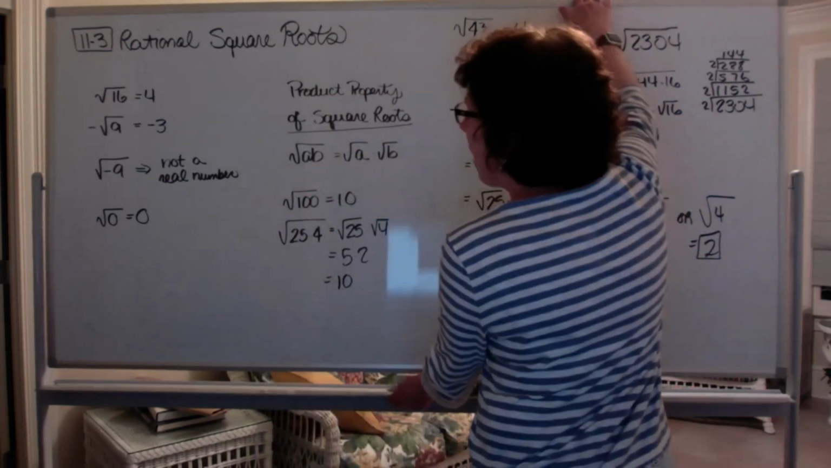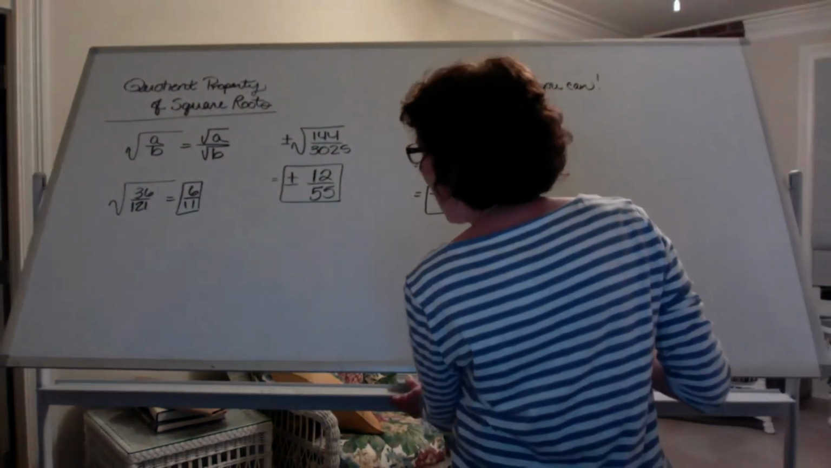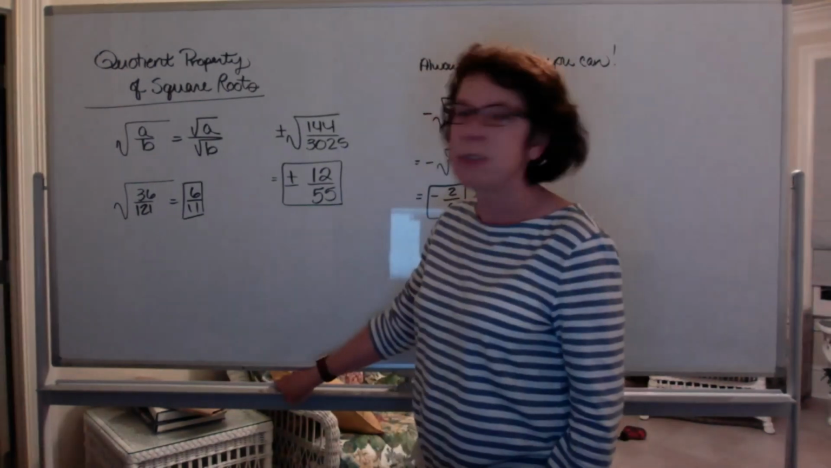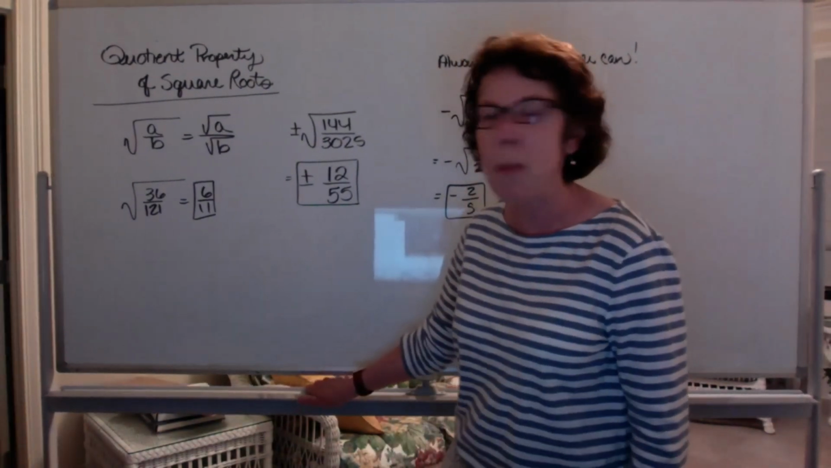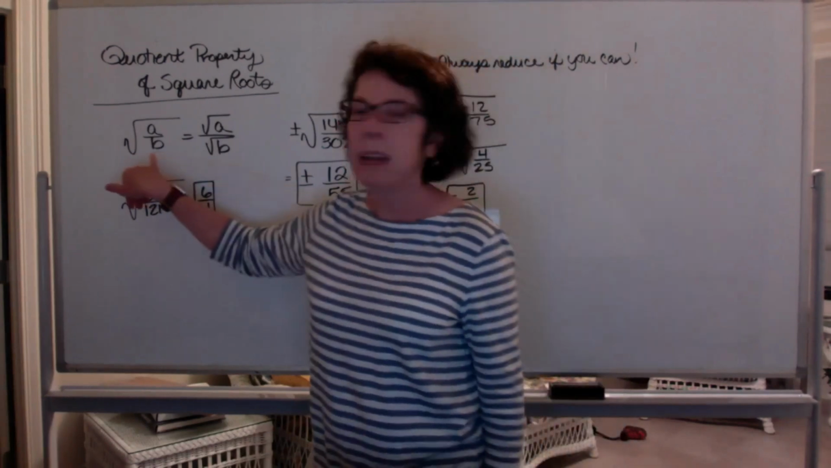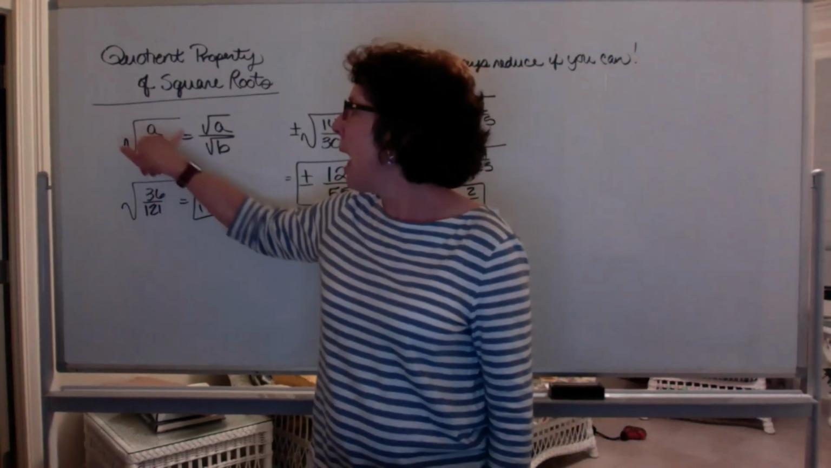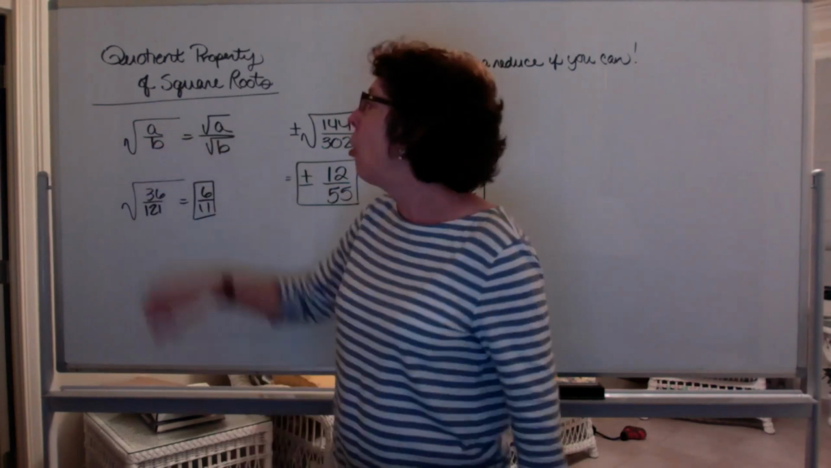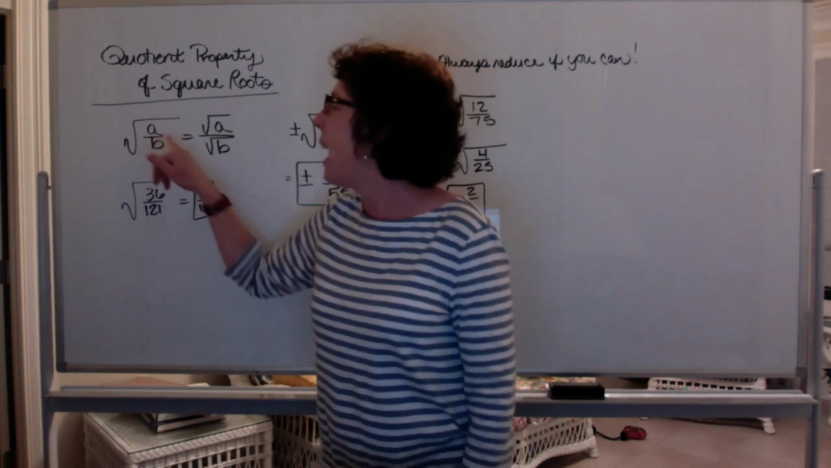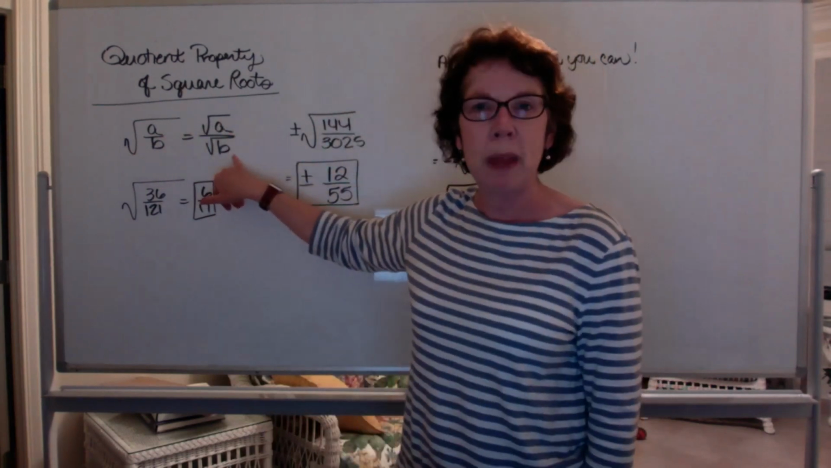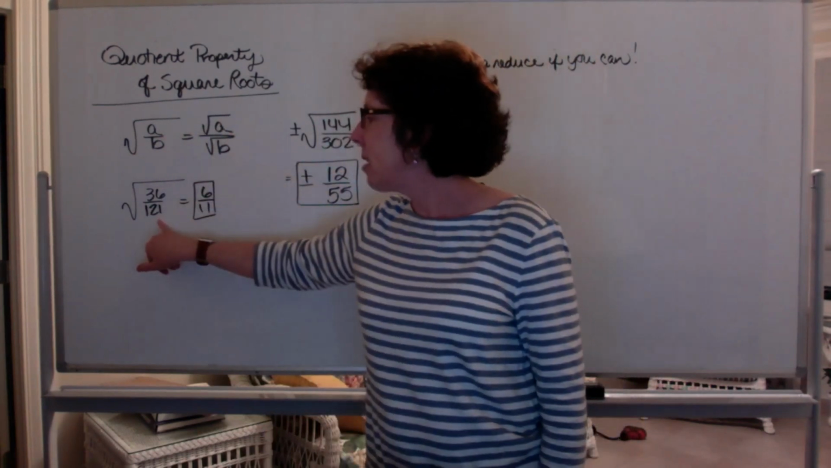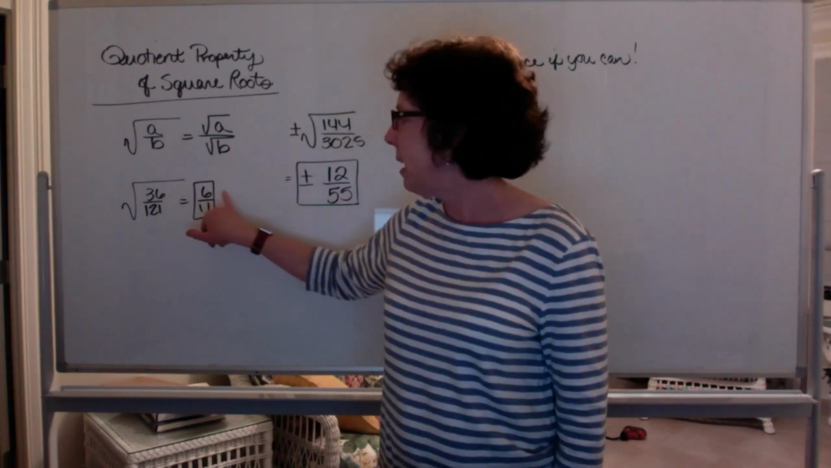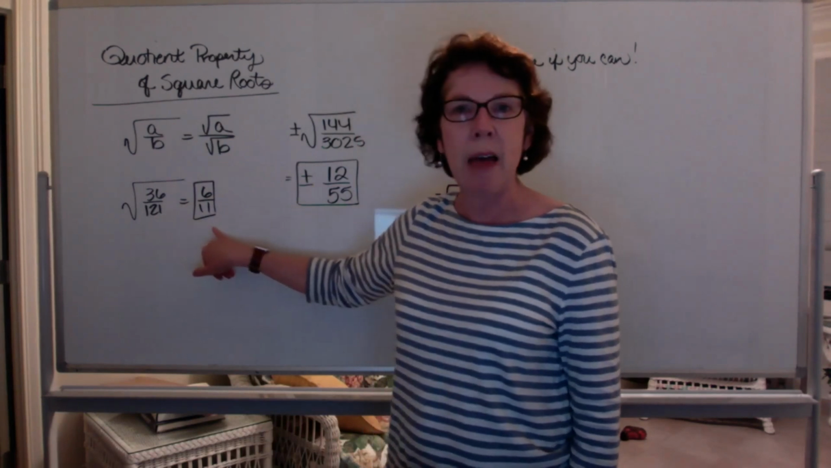Now, why can I do that? I can do that because I have what is called the quotient property of square roots. The quotient property of square roots lets me take a quotient under the radical sign and split it up. Like we split up the factors under the radical, we can also split up the quotient and make it the square root of A over the square root of B. Now, the square root of 36 over 121 can be split up into the root of 36, which is 6, and the root of 121, which is 11.